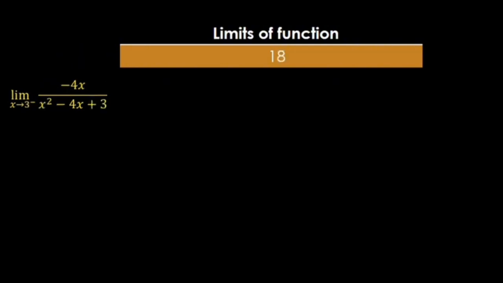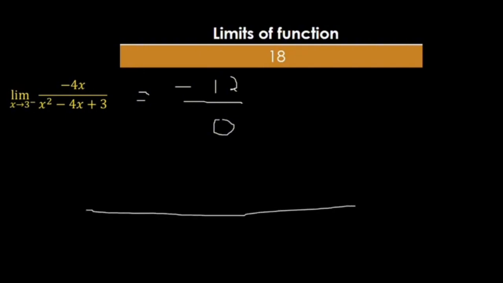Moving to the next question, that is question number 18: limit as x tends to 3 minus of minus 4x all over x squared minus 4x plus 3. If you substitute directly, we are going to have minus 12 all over 0. Solving this, we are going to plot on the number line. This is a second degree polynomial. We are going to have 1 and 3 as the answers to this one. At this point it is 0, at this point it is also 0.